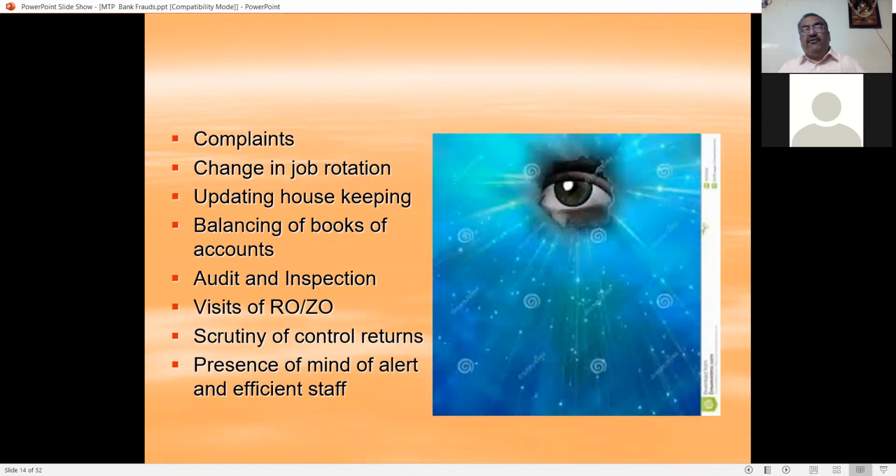And from where can we find the fraud? By way of compliance, by way of change in job rotation, updating of housekeeping, balancing of the books, audit and the inspection department, visits by regional office or zonal office, scrutiny of the control returns, and presence of mind of the alert and efficient staff. They can find the fraud. From that, you can find the fraud.